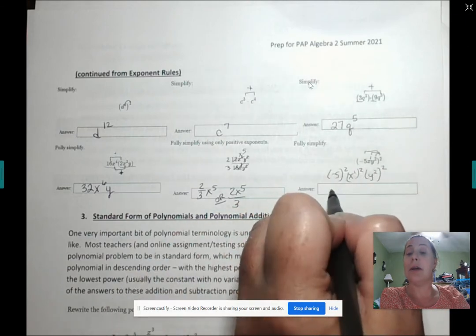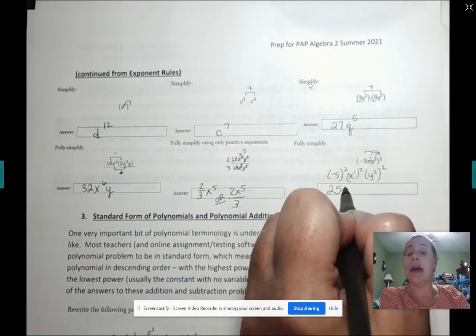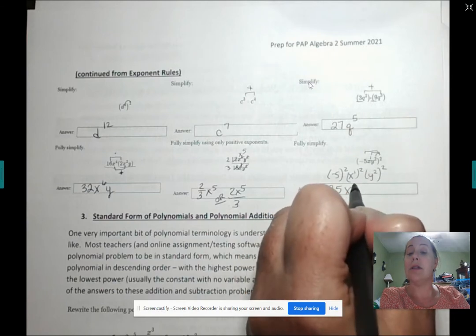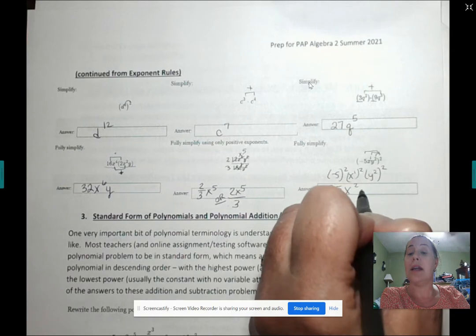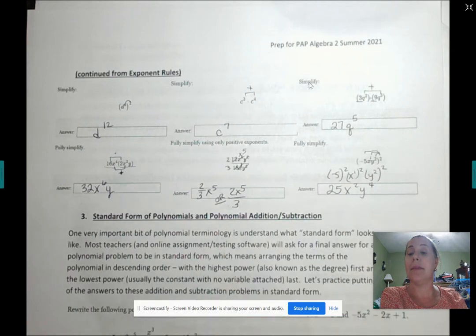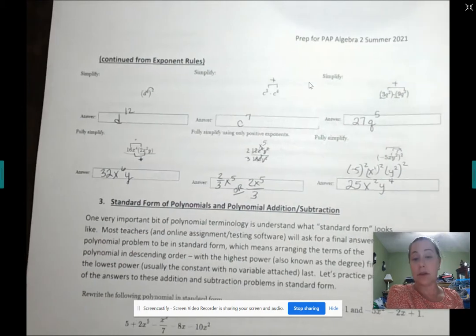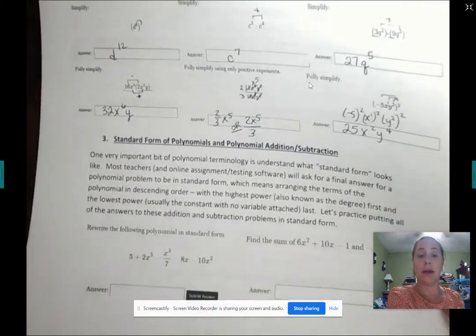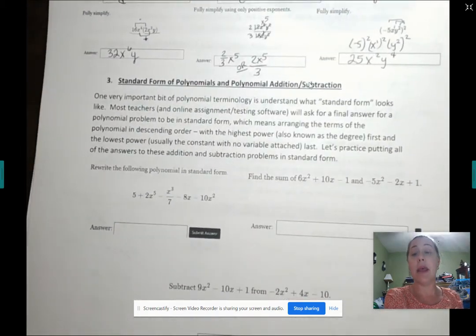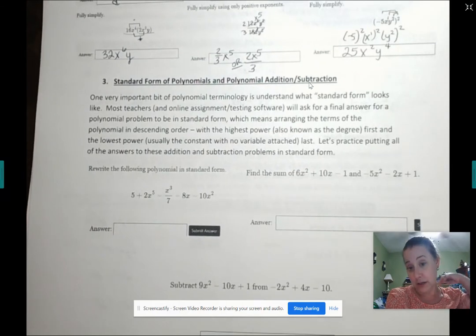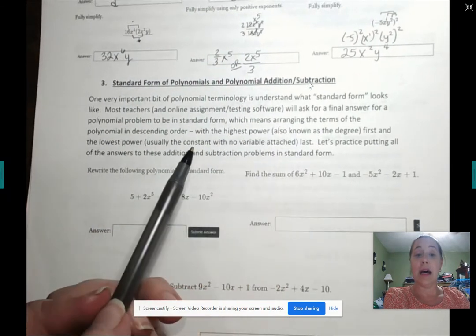So -5 squared is going to give me 25. X, 1 times 2 is 2, and y, 2 times 2 is 4. And that's my answer. So that's practicing some exponent rules, which we have to be able to do to be able to combine polynomials. So I've already talked to you about what standard form is.